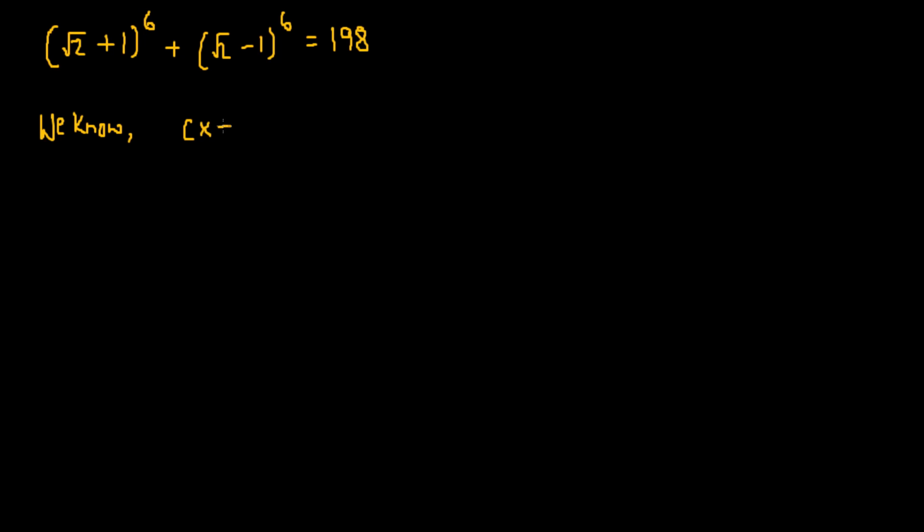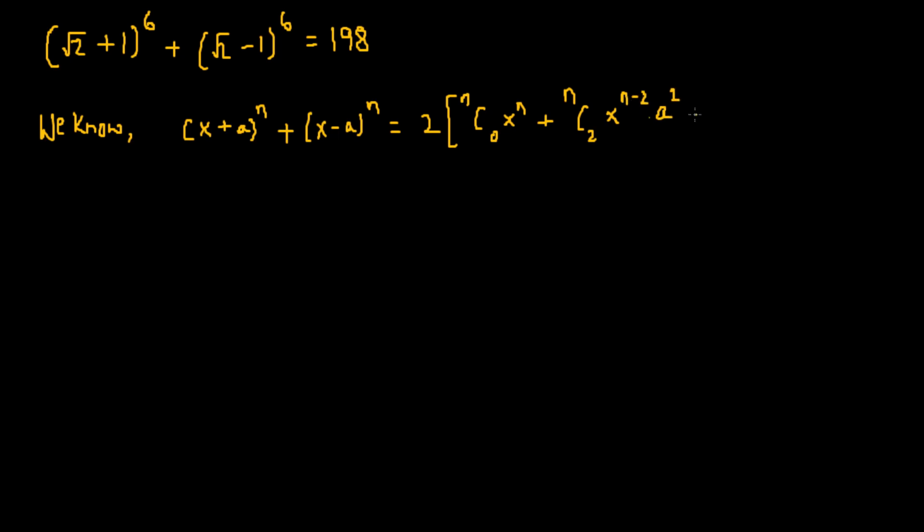x plus a raised to the power of n plus x minus a raised to the power of n is equal to 2 times nc0 x to the power of n plus nc2 x to the power of n minus 2 times a squared plus nc4 x raised to the power of n minus 4 times a to the power of 4 plus dot dot dot.